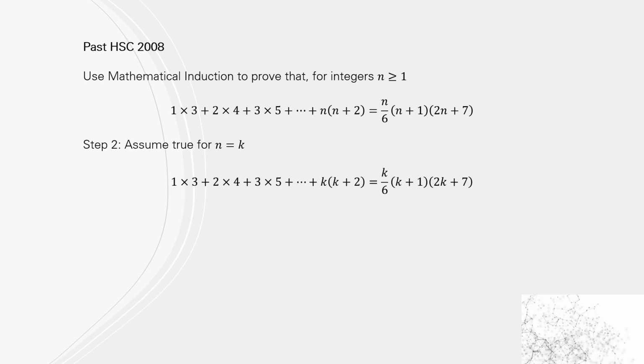Step 2, assume it's true for n equals k. So remember, we just replace the n with a k on both the left-hand and the right-hand sides.